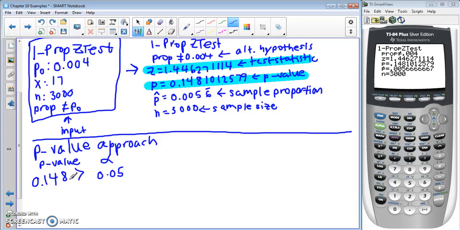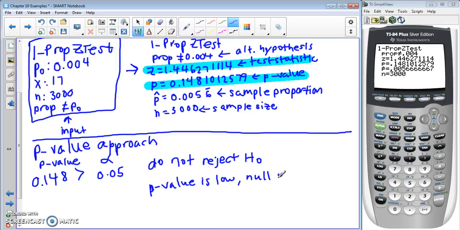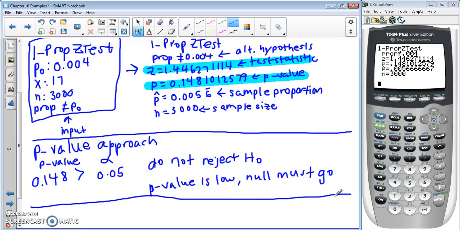So when the p-value is greater than alpha, then we do not reject. The easy way to remember this is when the p-value is low, the null must go. So that's kind of a way to remember that. So we know that we do not reject the null. So that's the p-value approach. You're just comparing the p-value to alpha.